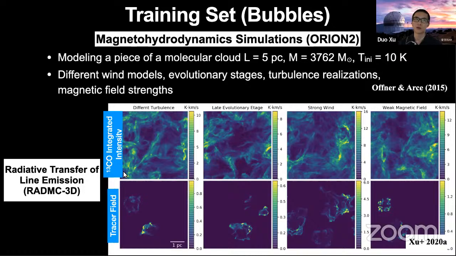And here we switch from 12CO to 13CO in structure identification, because 12CO is too optically thick to identify the morphology of bubbles. But 13CO is more optically thin and the morphology is clear. And also, we adopt different physical parameters and conditions in our simulation, and also different physical and chemical conditions in our synthetic observation.